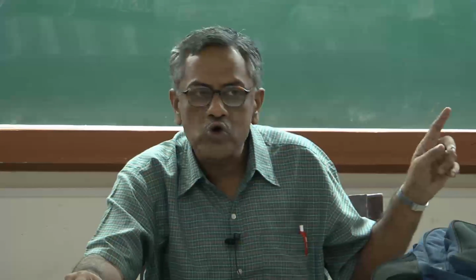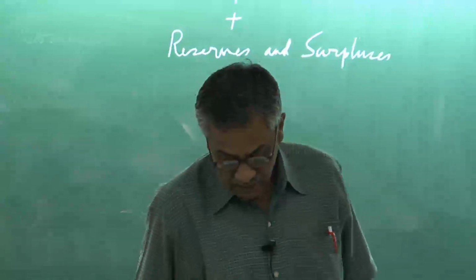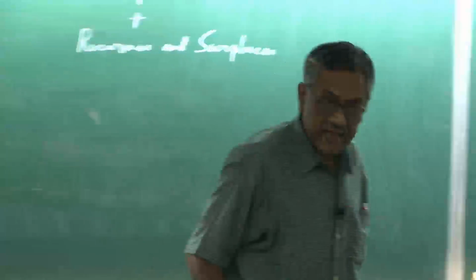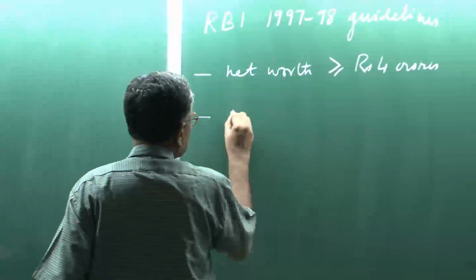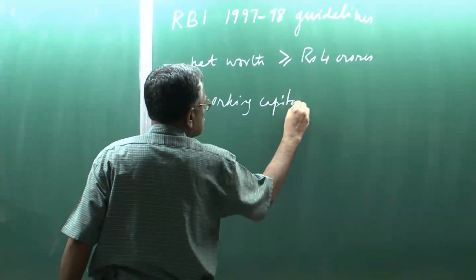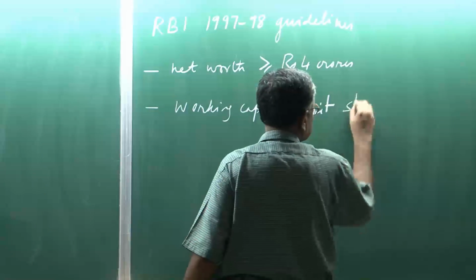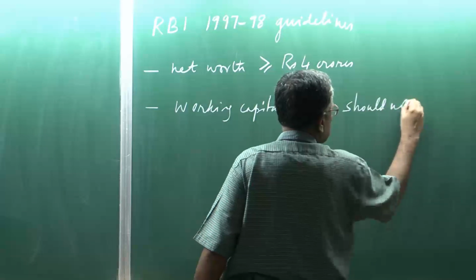So, what RBI said, a company has to have a minimum of 4 crores of net worth if it has to sell CP. First point. Second, this is a very difficult point. This was withdrawn later, which CP sellers complained a lot. At the same time, it said working capital limit should not be less than 4 crores. This is also very interesting.